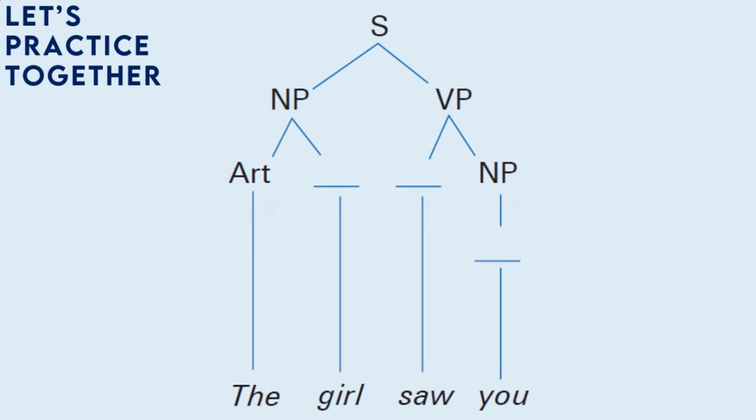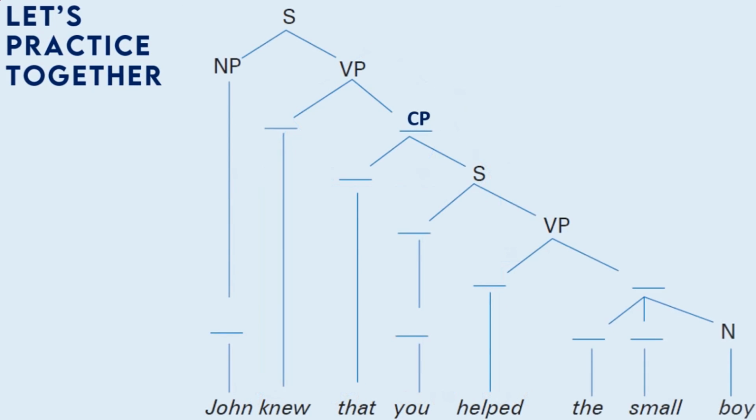If you can really recognize all of the parts of the diagram: girl, what does it mean? Yes, we call girl a noun. Very well. Then, what is this? Yes, it's a verb. And you? Yes, a pronoun. Now, let's continue with the second one. John, what is it? We already have the noun phrase. Yes, it's a proper noun because it's an original name.